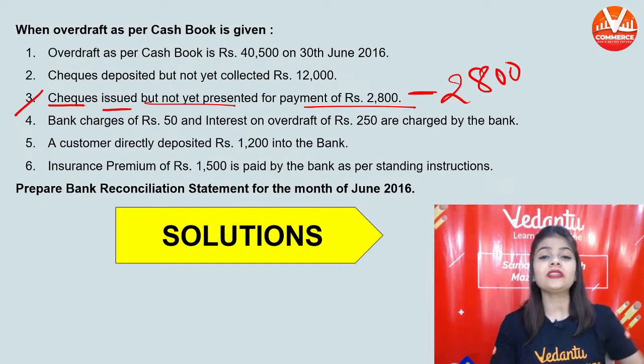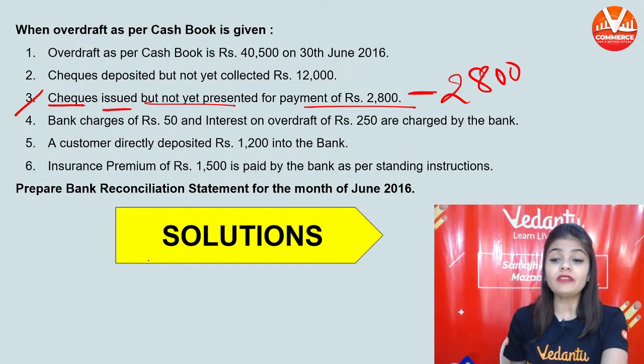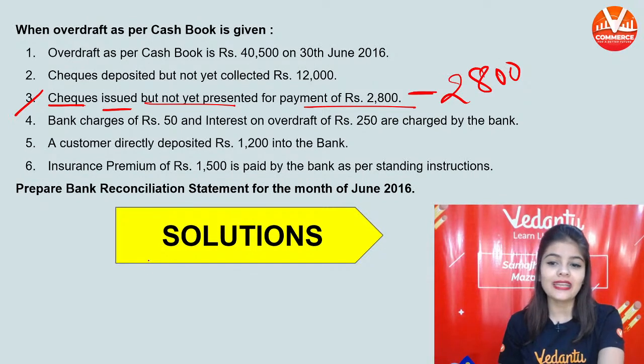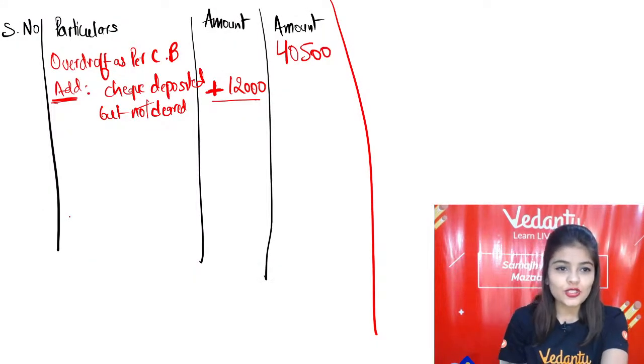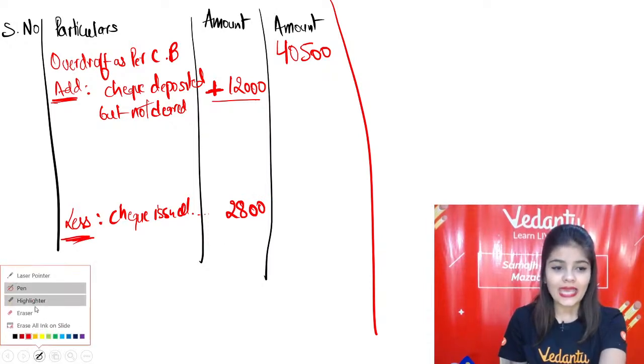Yes, Navjeet, you can use any method in the exam. You will get full marks. So we will subtract 2,800. Yes, Monica. So let's write: check issued but not presented. I am not writing it in full. We will subtract 2,800. We will minus 2,800.